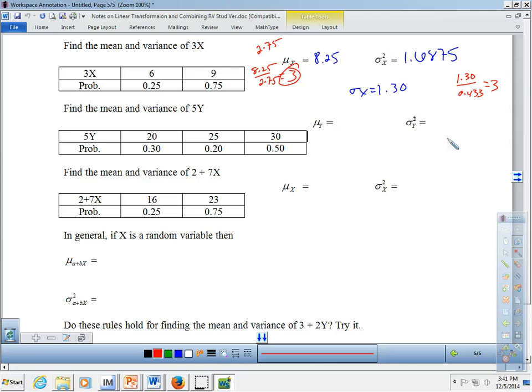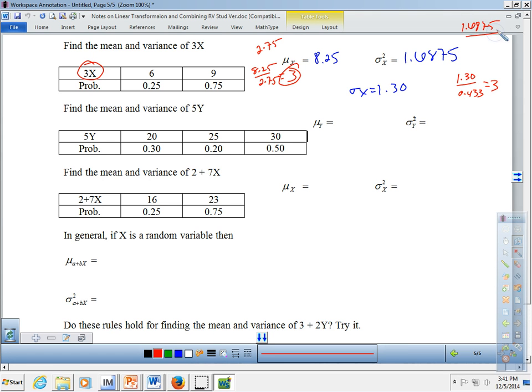But you're going to get pretty close to 3. So apparently, standard deviation is affected the same way. If I multiply my values by 3, then I multiply my original standard deviation by 3 to get the new standard deviation.